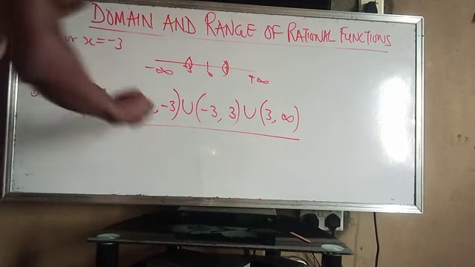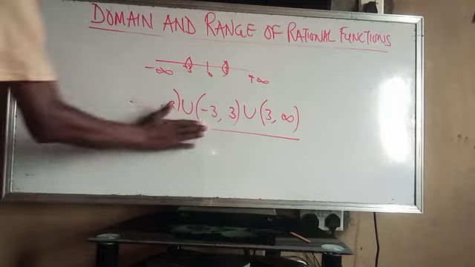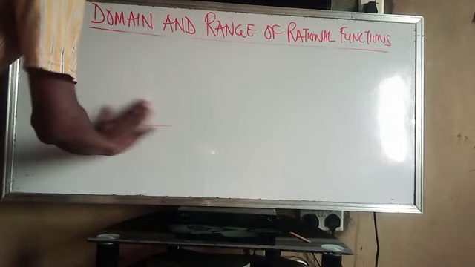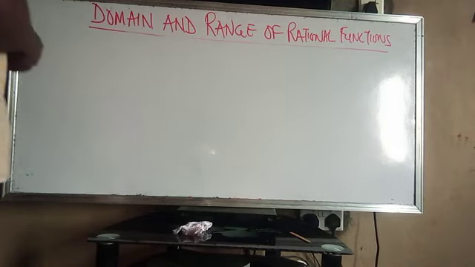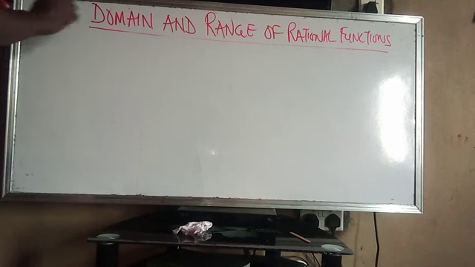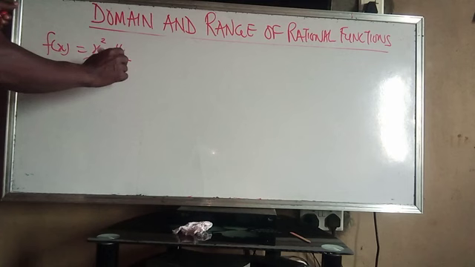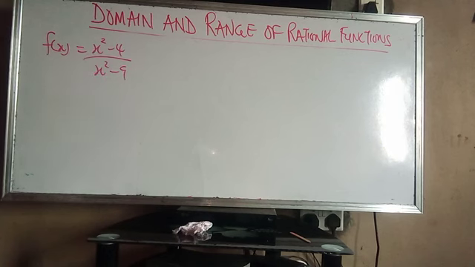Now we move to the range of the function. To get the range, we are looking for the values of y. So f of x is equal to x squared minus 4 all over x squared minus 9. To find the range, we look at the entire function, which must not be 0, must be greater than 0, sorry, it must be positive as well.